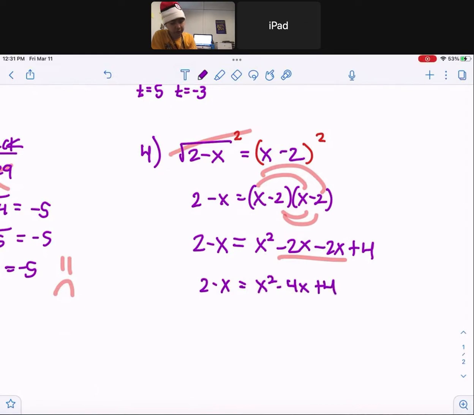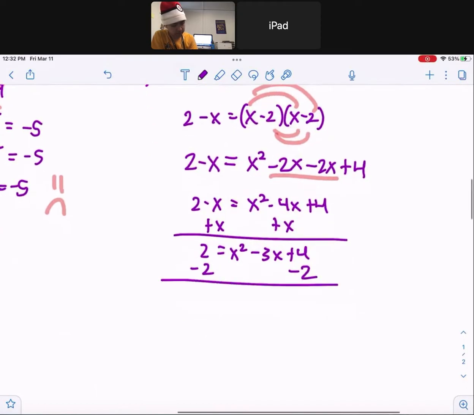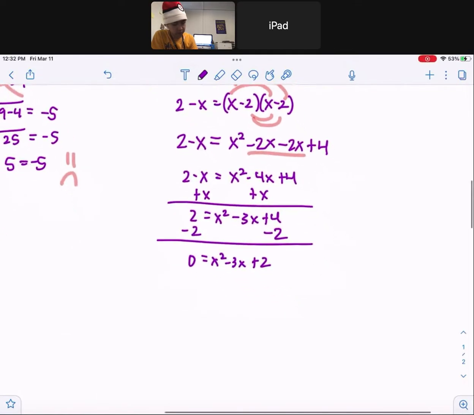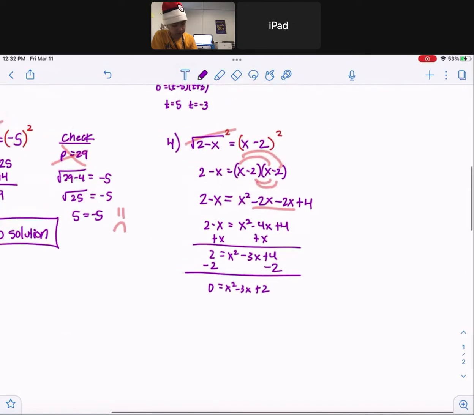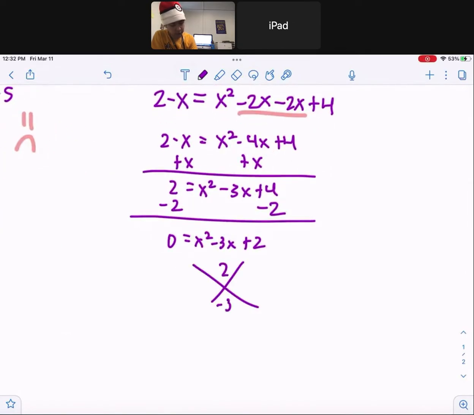And because we are dealing with quadratics, and we know because that's a degree of 2, we're going to make this whole equation equal to 0. So I'm going to add x to both sides. And I'm going to subtract 2 from both sides. So we have this, and now we can do our x method, you guys, right? The two numbers that multiply to 2 but when added give you negative 3. That's negative 2 and negative 1. x minus 2 times x minus 1. So x is equal to 2 and x is equal to 1.